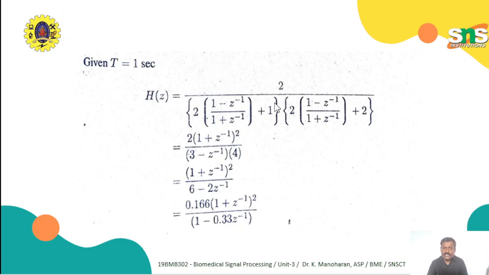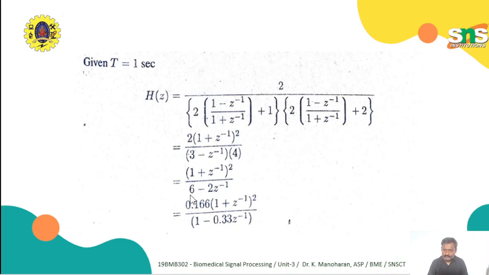On the denominator side we get this: 3 minus z inverse for the first term, and for the second term we get only 4. So this is what is available. Now I am removing this 2 and 4. What we get is 1 plus z inverse whole squared divided by, so this 2 is cancelled with this 4, and multiplying with this, you get 6 minus 2 into z inverse.